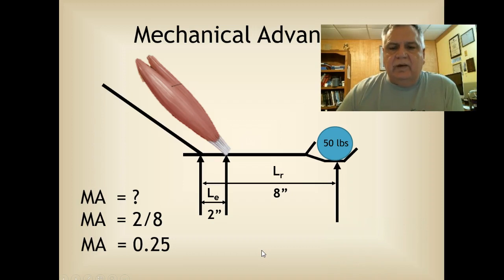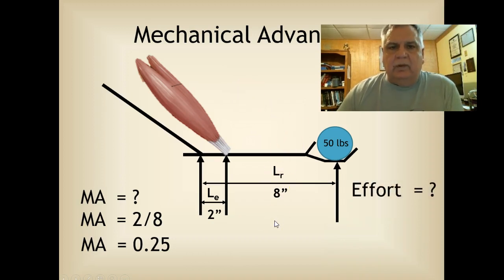And if the mechanical advantage is equal to 0.25, can we determine how much effort has to be applied by this muscle at the insertion point in order to be able to overcome the weight of that 50-pound dumbbell and raise the dumbbell up toward the chest?